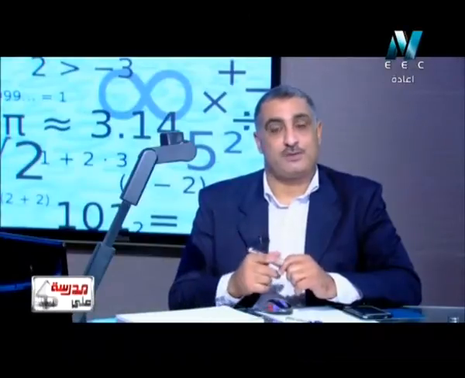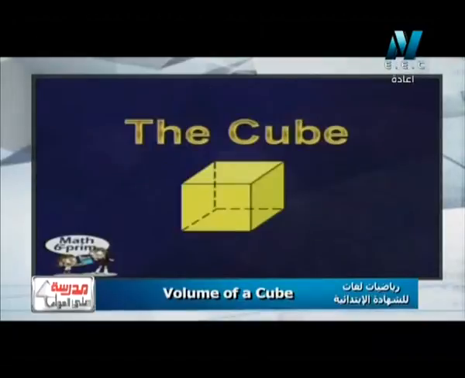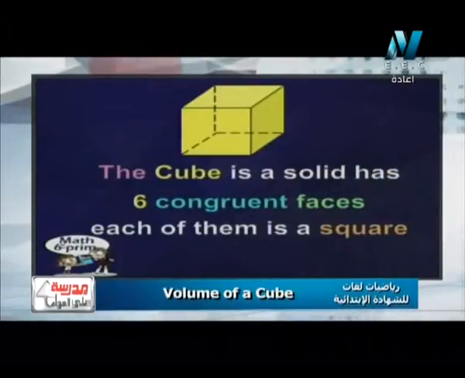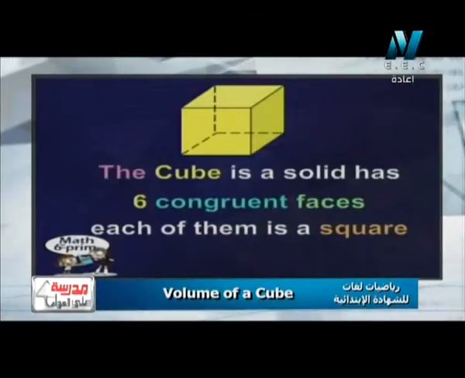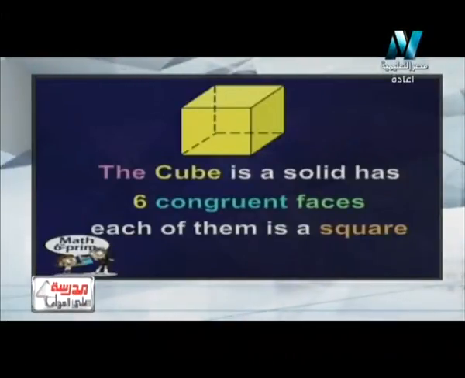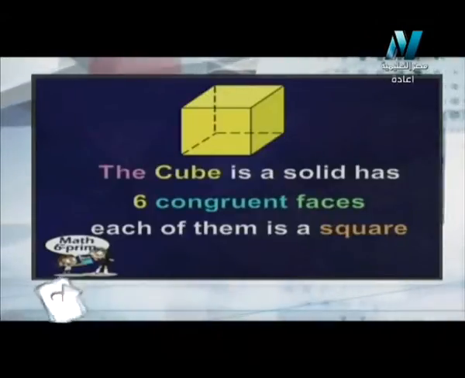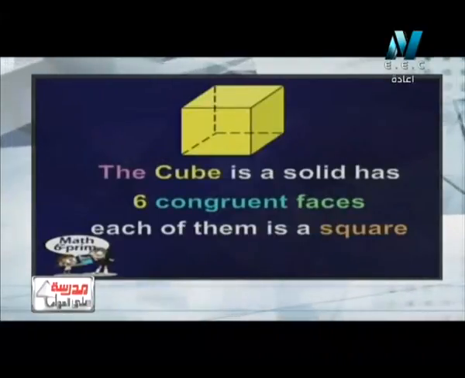Now we're going to continue with the volume of a cube, but first we have to study the properties of a cube and compare them with the properties of a cuboid. Let's study together, my dear students, the volume of a cube. As you see, the cube is a solid that has 6 congruent faces, each of them a square. But the face of a cuboid is what? Excellent, a rectangle. It's a big difference between them. Each face of a cuboid is a rectangle, but each face of a cube is a square.